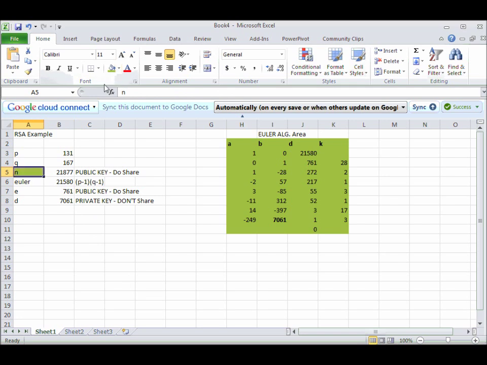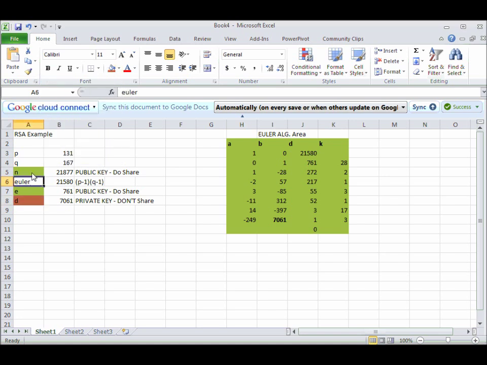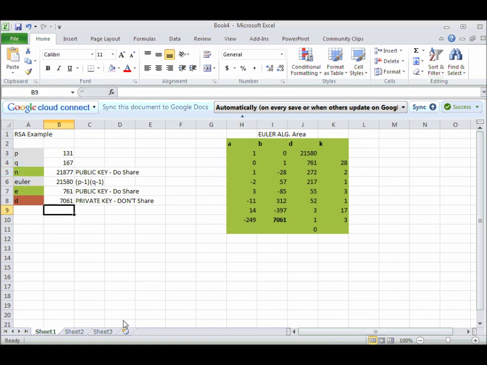We'll make that green. That's green. This is everything else we hold private. Okay, so we'll make that something sort of red. Okay, so everything else, and then these other ones we're just using calculations. Okay, so we don't actually need these at all. We'll make those pale. Okay. So this is our private key and our public key. Okay, so this is how it works.